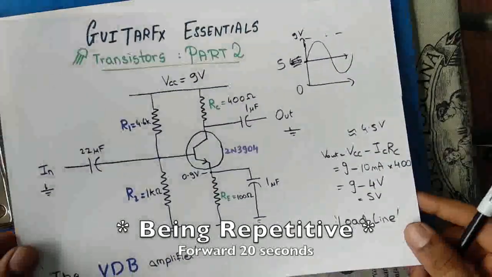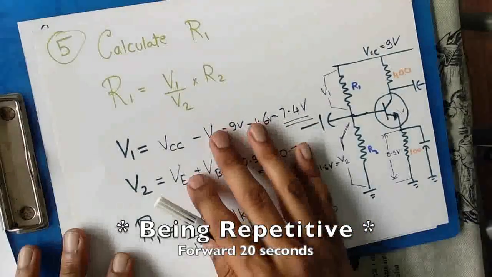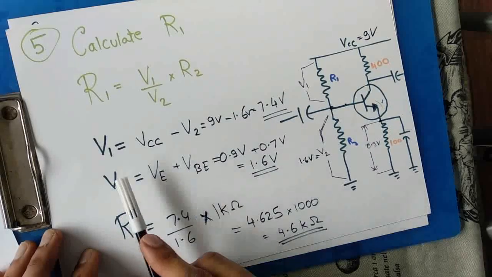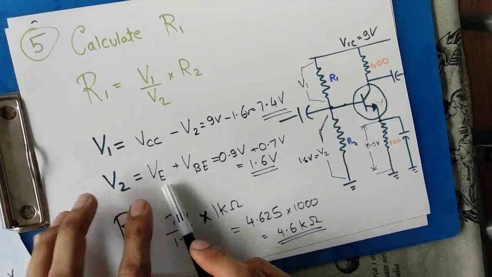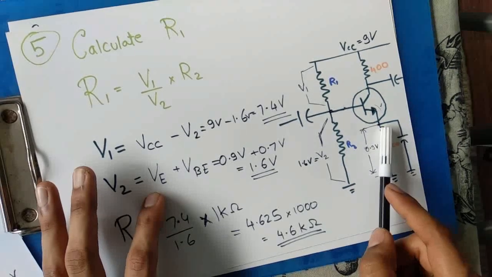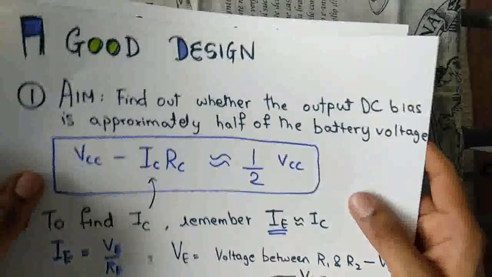And I'm sure if you're a beginner, I may have confused you in this part. Once again, I just want to tell you that to calculate V2, all you have to do is add 0.7 to whatever value of VE we had decided in the beginning. So that's all I wanted to cover for this video.